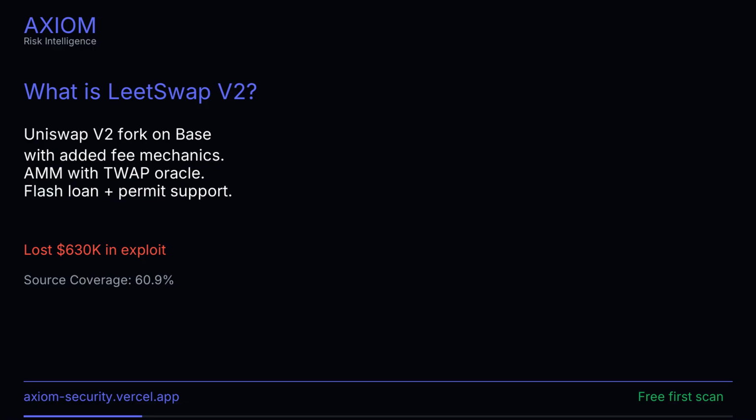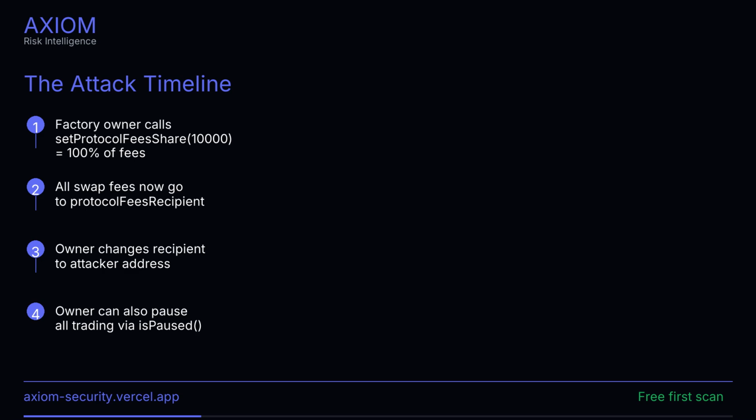Here is the background. LeetSwap is a decentralized exchange, a fork of Uniswap V2 with added fee mechanics. It implements an automated market maker with constant product formula, a time-weighted average price oracle, protocol fees via a separate fees contract, flash loan support, and permit functionality for gasless approvals. It was one of the early DEXs on Base.